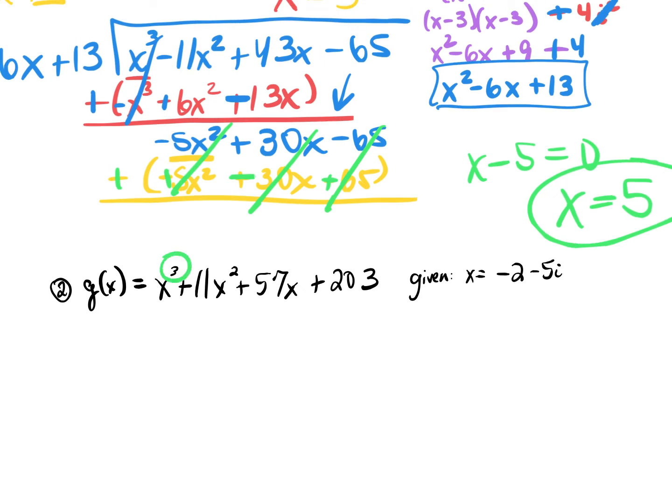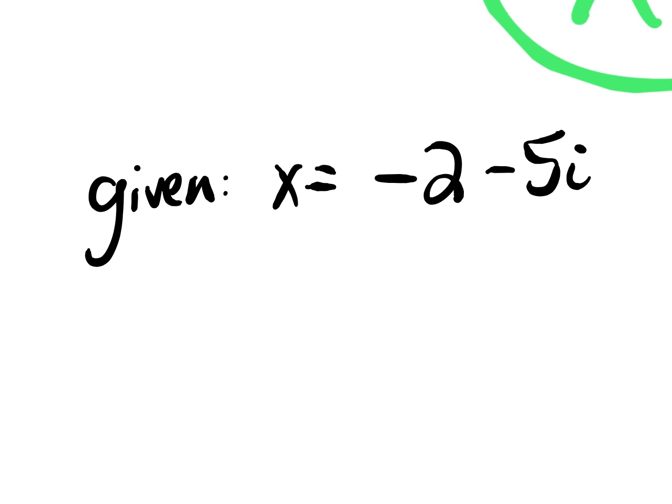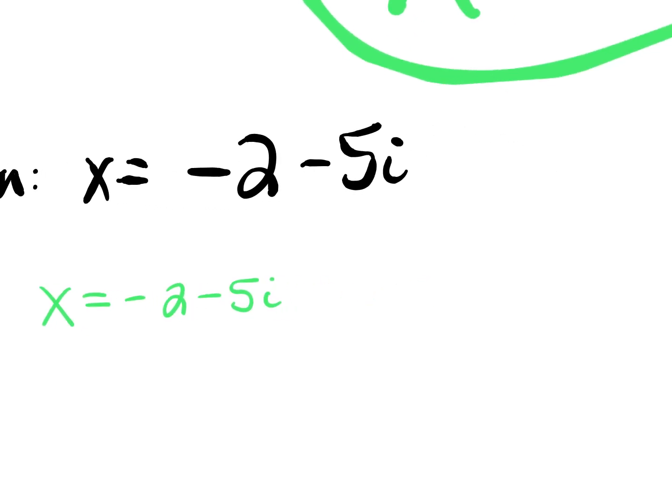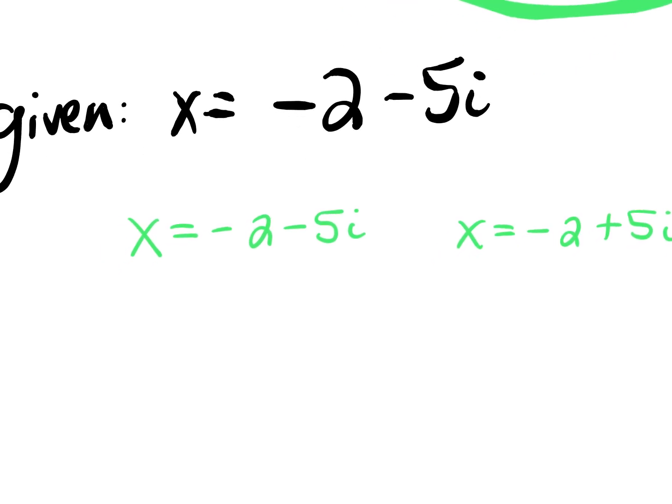Again, x cubed is my highest exponent, so I know I have 3 answers. But this is a little different because they gave me a negative x value. I have x equals negative 2 minus 5i. Well, that's a complex, so I know I have to account for the conjugate. So that gives me x equals negative 2 plus 5i. Remember, with our conjugates, as long as they're written in standard form, a plus bi, the only thing that changes is the sign in the middle. So when I bring this whole root over, that negative sign is going to become a positive.